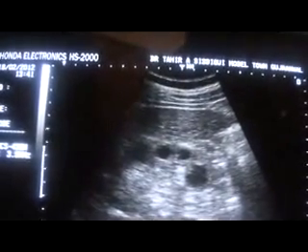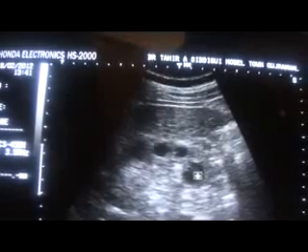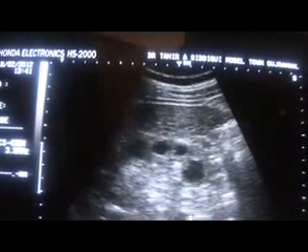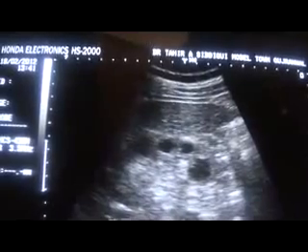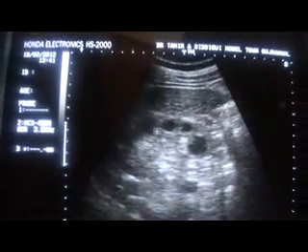Now you scroll a little. This is a cyst, so these are all cysts. Now, none of the cysts are communicating with each other.